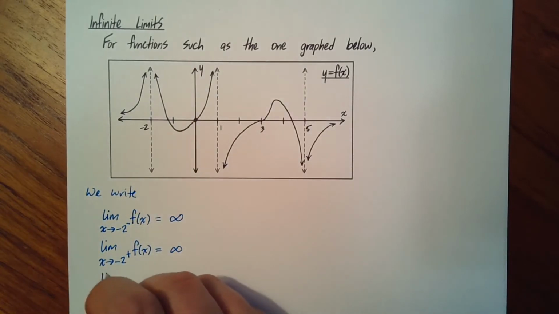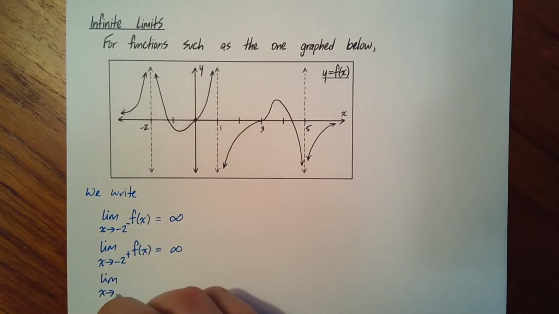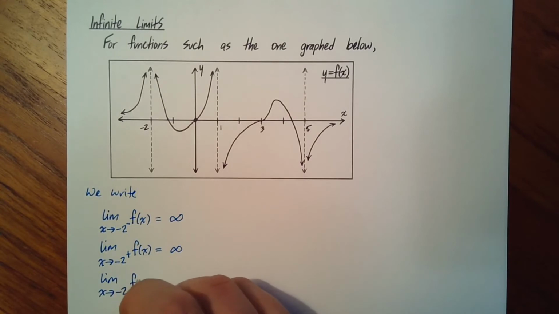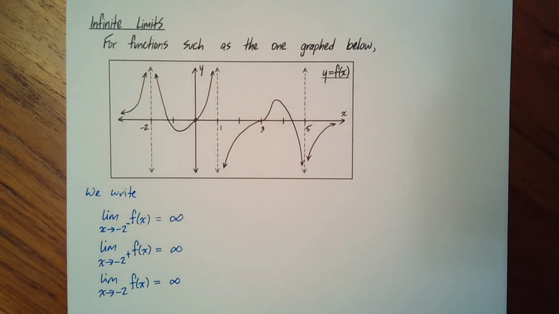So let's just say the limit as x approaches -2 without specifying a direction. In other words, the two-sided limit, we'll say that that's equal to infinity also. Okay, let's do a little bit more. Let's deal with the other asymptotes as well, just for practice.